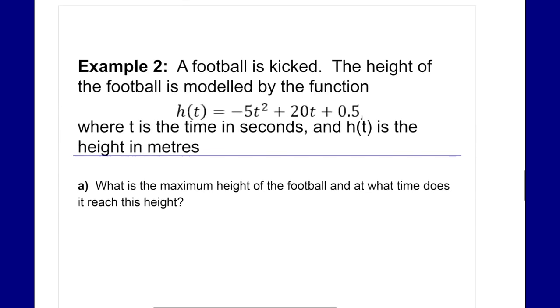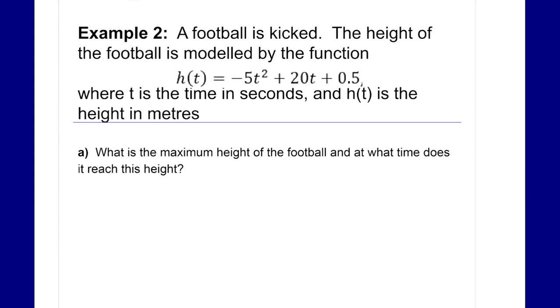In our next example, a football is kicked and the height of the football is modeled by the function h of t is equal to negative 5t squared plus 20t plus 0.5, where t is the time in seconds and h of t is the height in meters. We want to know what is the maximum height of the football and at what time does it reach this height. So because we're talking about a maximum, we are talking about the vertex.